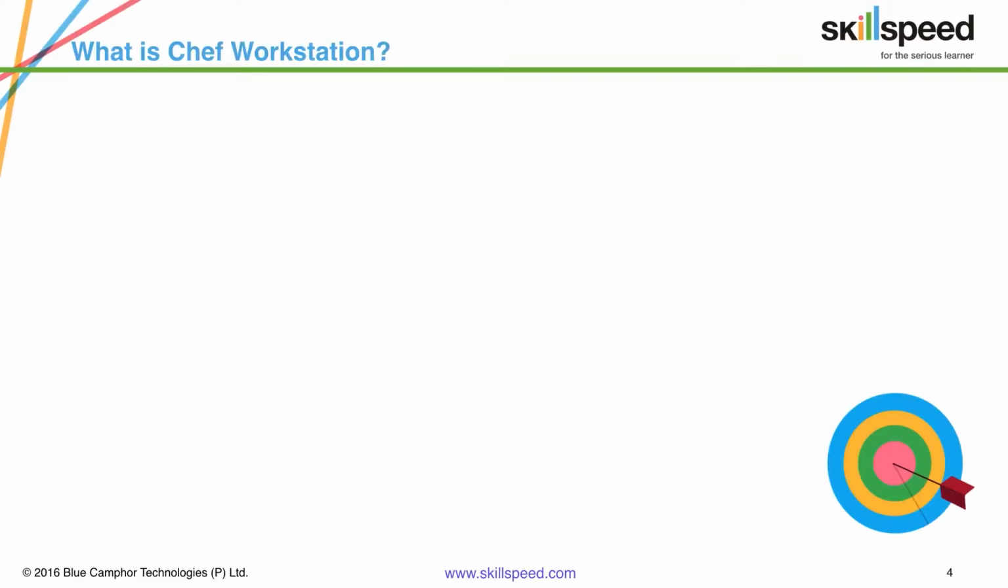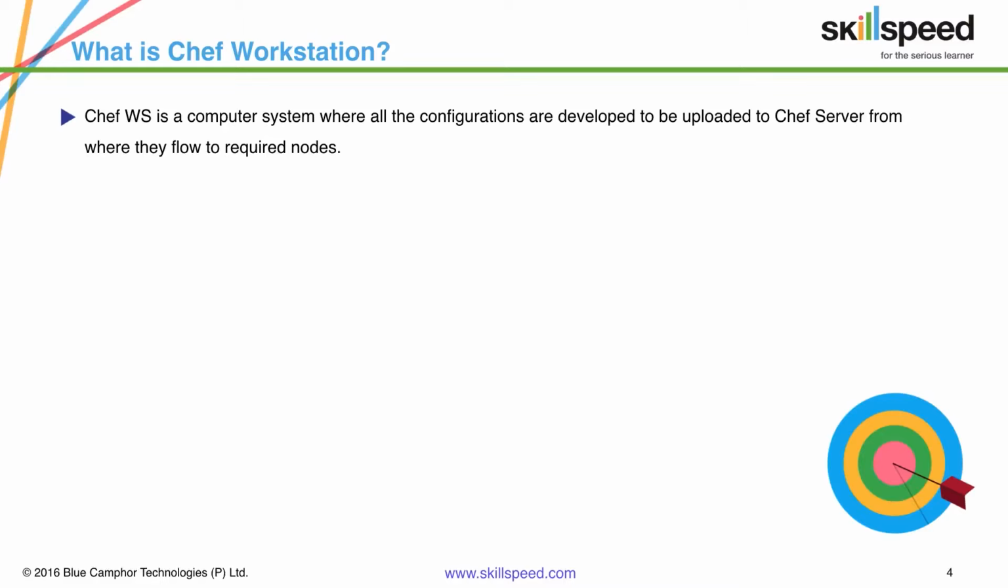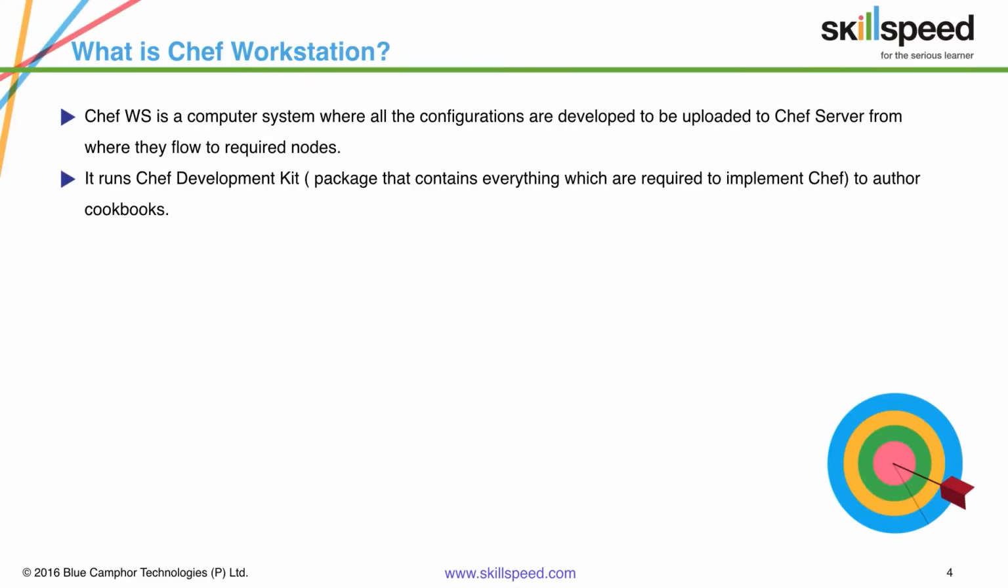Alright, so what exactly is a Chef Workstation? Chef Workstation is a computer system where all the configurations are developed to be uploaded to Chef Server, from where they flow to required nodes. It runs Chef Development Kit, which is a package that contains everything required to implement Chef. And ChefDK is required to author the cookbooks and the recipes, which are the building blocks of the Chef ecosystem.